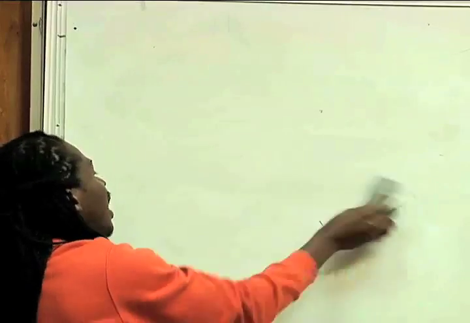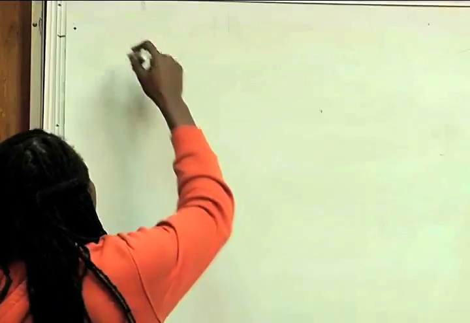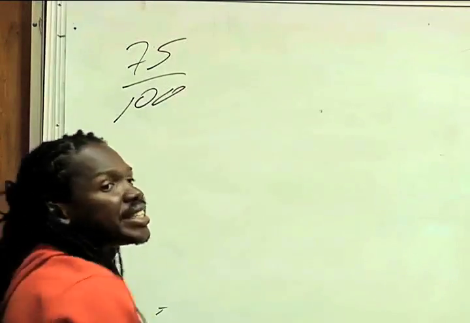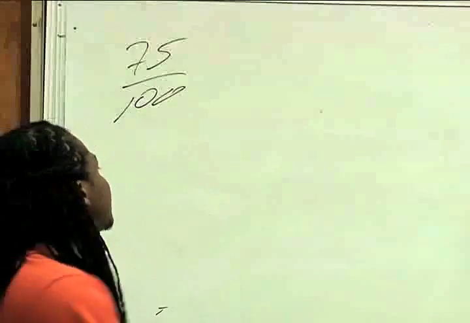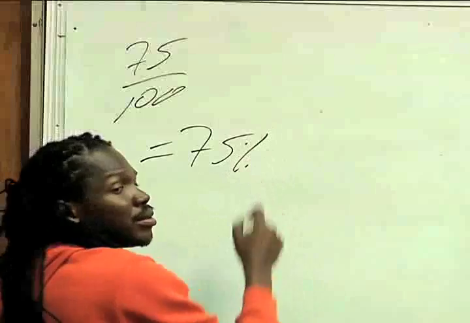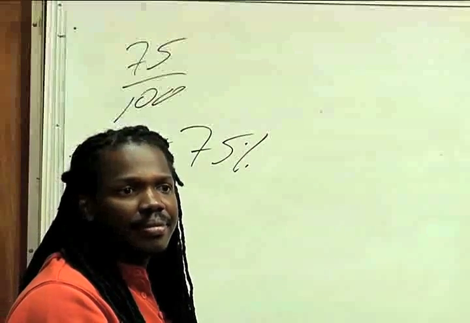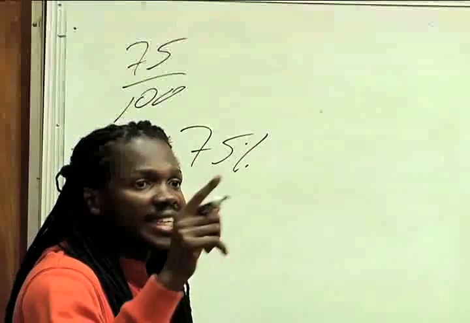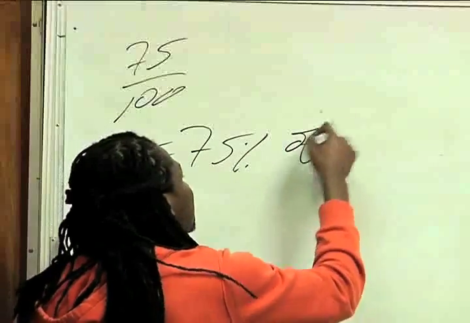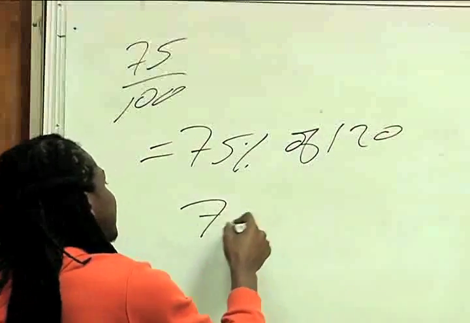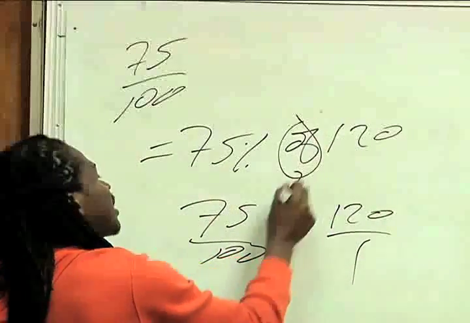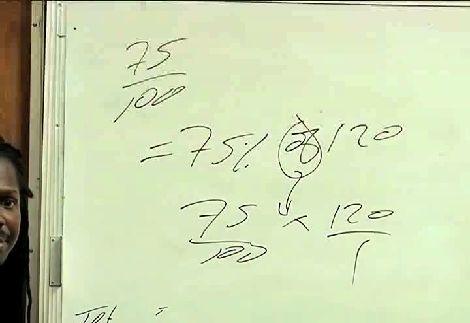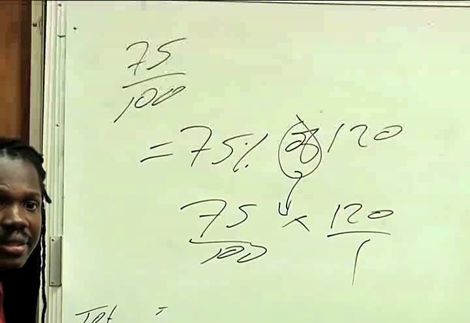So when a man says you pay 75 cents out of every dollar, then you pay 75 cents out of every 100 cents. Anything over 100 is a percent, so that is 75%. So he is going to pay 75% of $120, which means 75 over 100 times 120 over 1, because in mathematics "of" means times. You see that? It's simple.